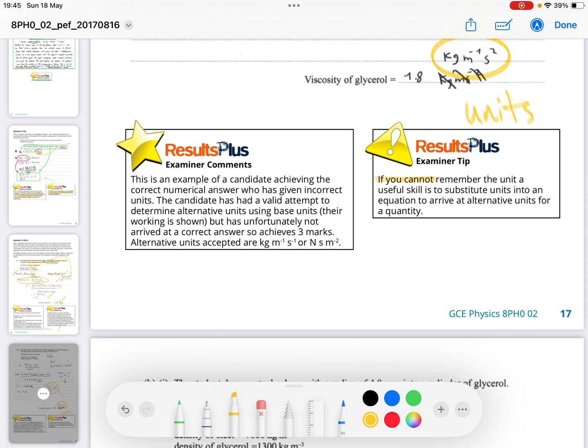So it says, if you cannot remember the unit, a useful skill is to substitute into the equation and work out the base units, okay? So the alternative, if it was base units, would be kilograms, meters to the minus 1, seconds to the minus 1, okay? So these are alternative units that you could use.